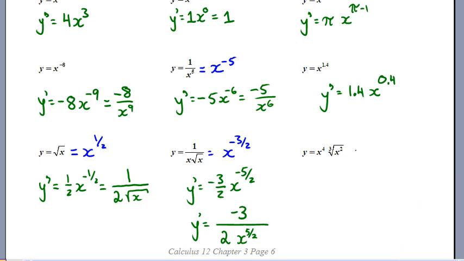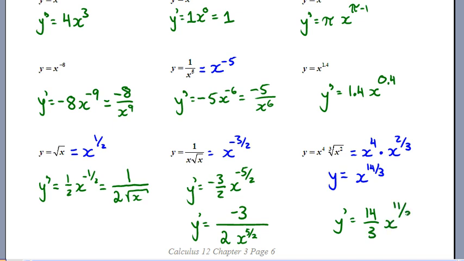I'm going to do my same game here of rewriting this. This is like x to the 4th multiplied by x to the 2/3. Well, the rule for multiplying powers together is you add the exponents up. So 4 is like 12/3 plus 2/3. That's x to the 14/3. All right, that's getting it ready. Now it's time to actually go and do the derivative. Easy. Drop the exponent down and then lower the exponent by 1. Lower it by 3/3. That would be 11/3. So that's our power rule.